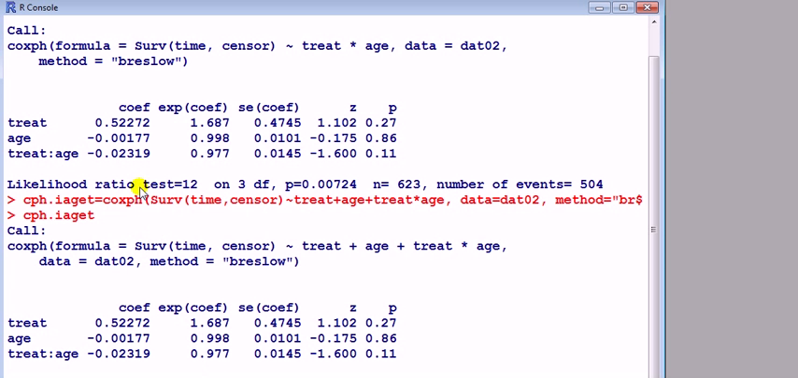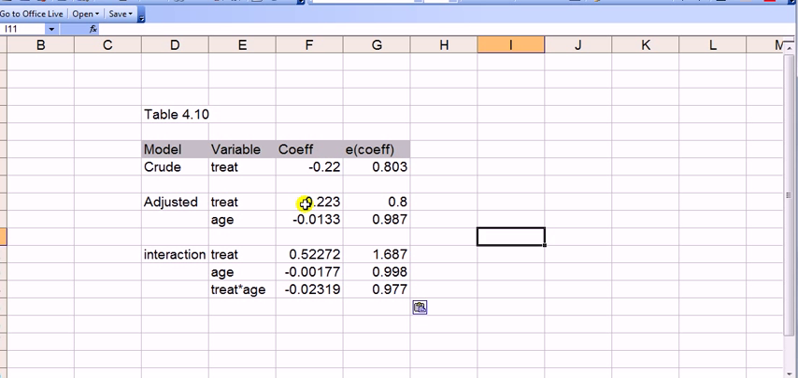So let's transfer them over, and this time let's speed things up. Here's the completed table, just for the coefficients. This allows us to review quickly what we did last time. Confounding variable: let's compare the crude to the adjusted. Notice that the coefficient on treatment is about 0.22. When we include age, it changes only by a very small percentage. So that indicates that age here is not a confounding variable.